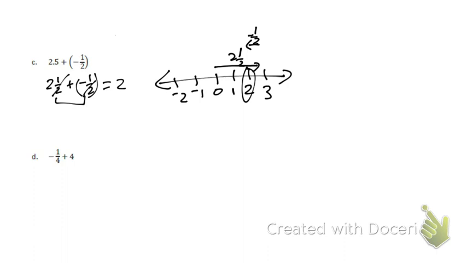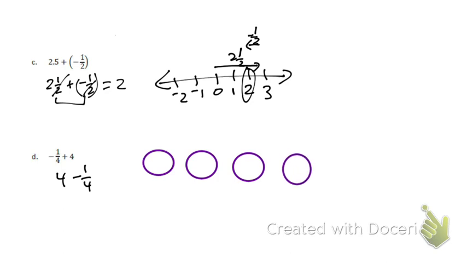Same sign or different sign? They're different signs, right? So we do the bigger one, take away the smaller one. So we do 4, take away a fourth. Let me do a quick visual for this real quick, and I'll show you the other way. So imagine this is 4, right? But what are we taking away? We're taking away 1/4. This is 1/4, right? 1 out of 4.